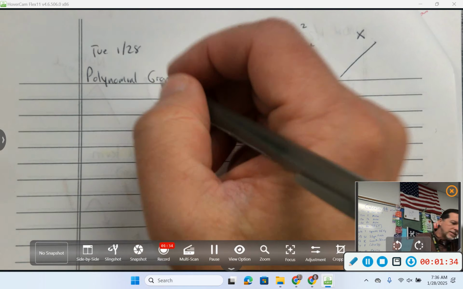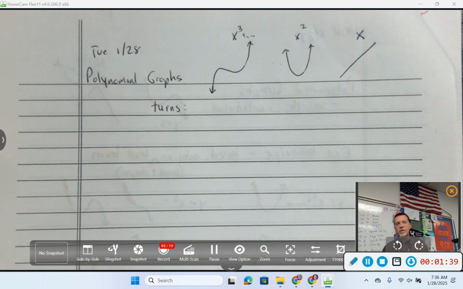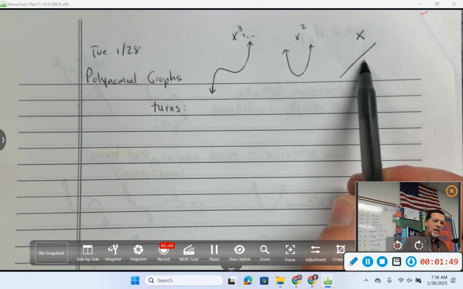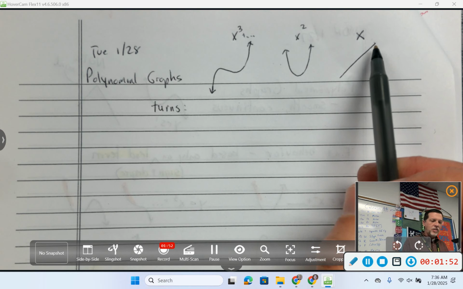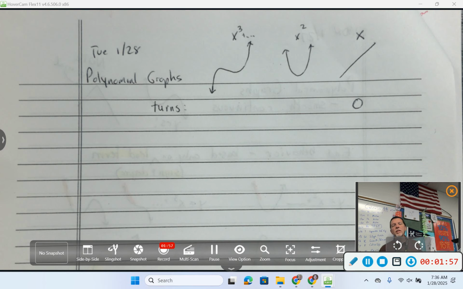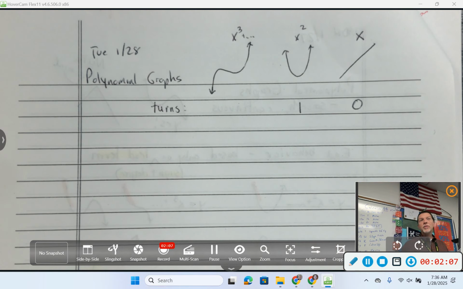What we're going to talk about today is how many turns a polynomial has, so how many times it changes direction. Let's start at the easiest end. How many times does y equals x change direction? None. Zero turns. How many times does x squared change direction? Once. It's going down and then it changes to up. If it was negative x squared, it'd be flipped over, but it'd still have 1 turn.